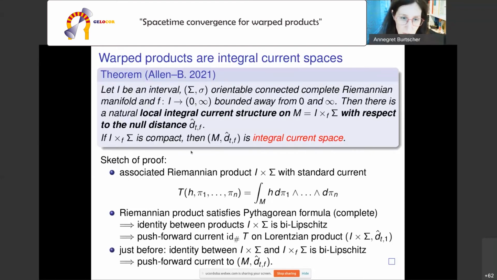And the basic idea of the proof is, I just wrote it down very briefly. So the first thing is, well, you know how to define an integral current structure on the Riemannian product.